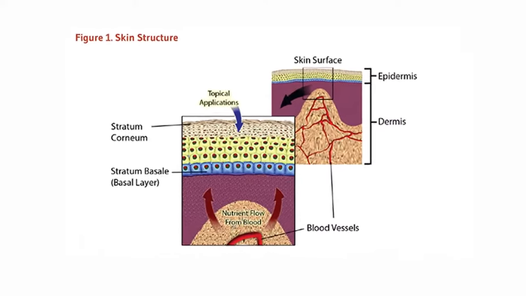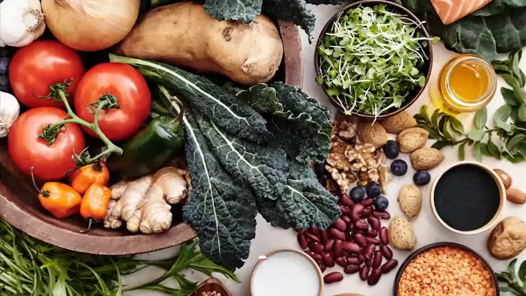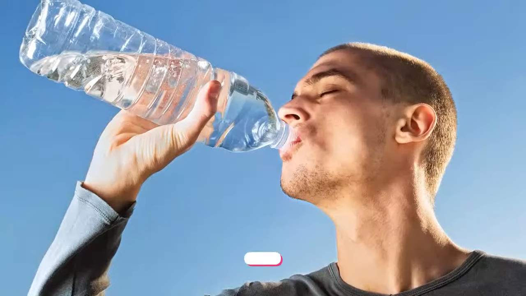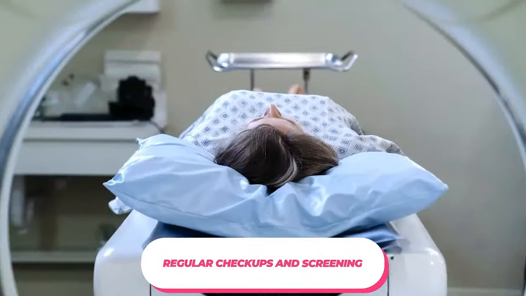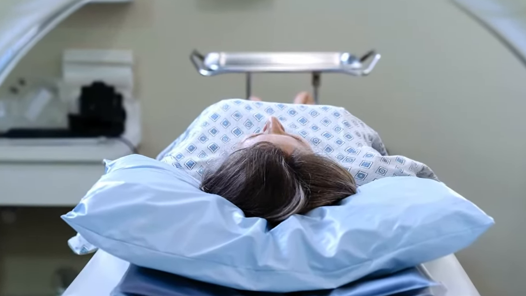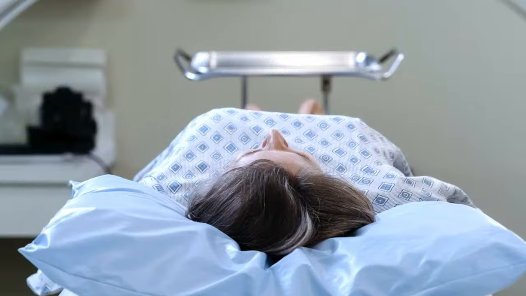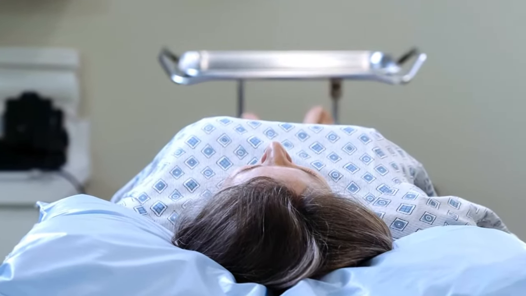It's important to take care of the integumentary system by maintaining a healthy diet, staying hydrated, and protecting the skin from excessive sun exposure and other environmental factors that can cause damage. Regular checkups and screenings can help to detect any disorders or diseases of the integumentary system as early as possible.